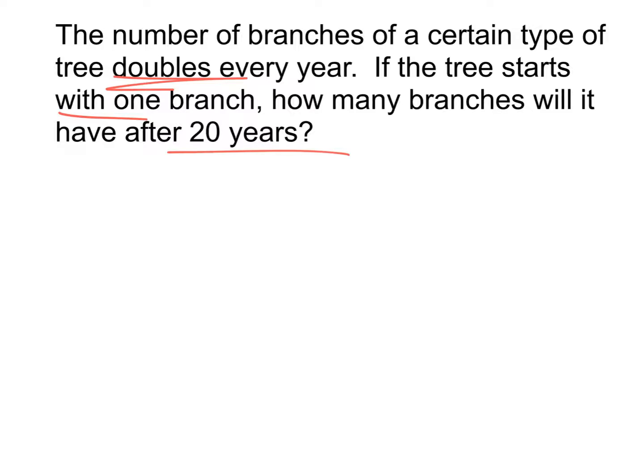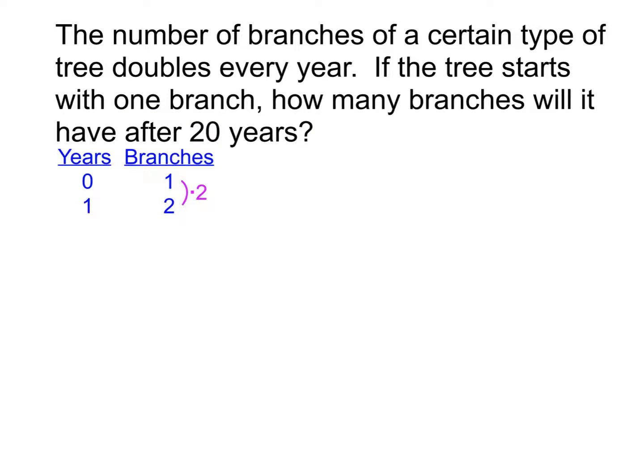In order to figure out how to write an equation for this, we're going to start by just saying how do we calculate it if we were trying to do it the long way. So to start with, in year 0, that is the starting year, we have one branch. That was given to us in the information up here. At the end of year 1, so end of the first year, we're going to have 2 branches because remember we're doubling each year.